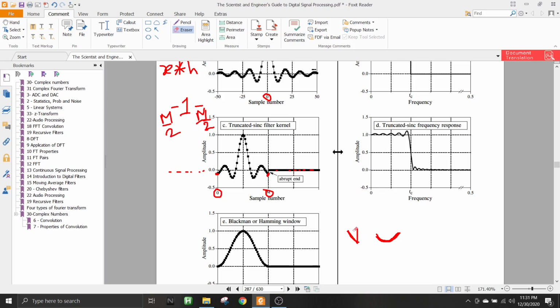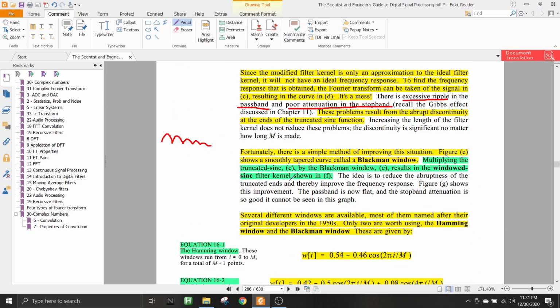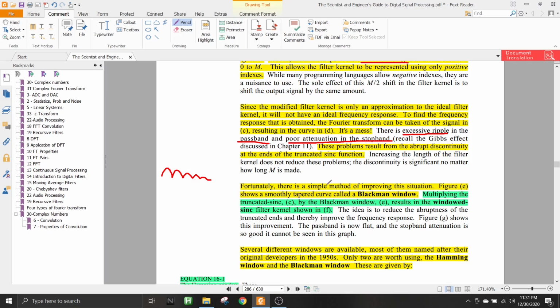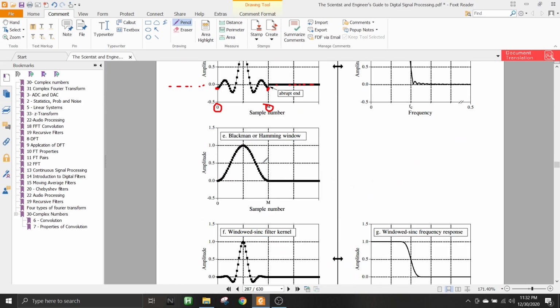So for that, what we usually do is, there is a simple method to solve this problem. That is, in figure E, we'll see a smoothly tapered curve called the Blackman window. Multiplying the truncated sink by the Blackman window results in the windowed sink filter kernel shown in F. So this is the Blackman window shown in figure E.